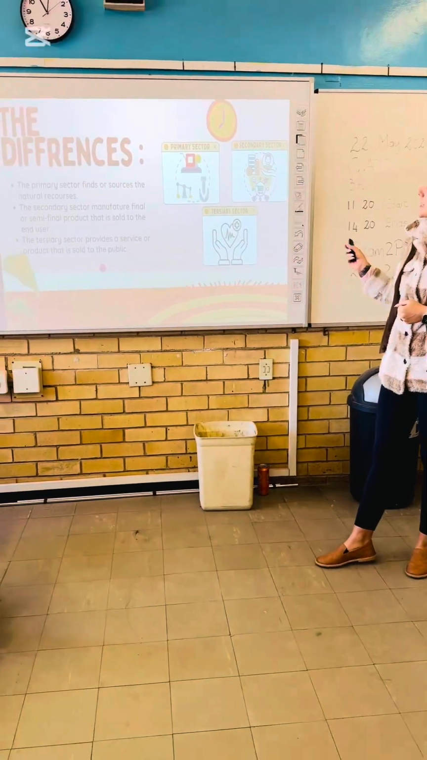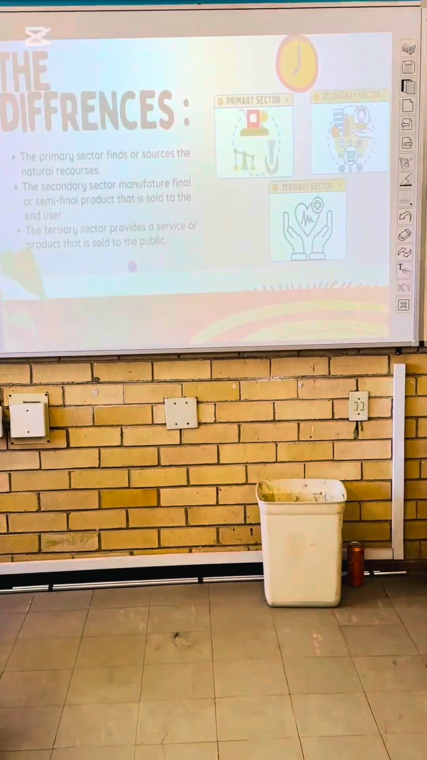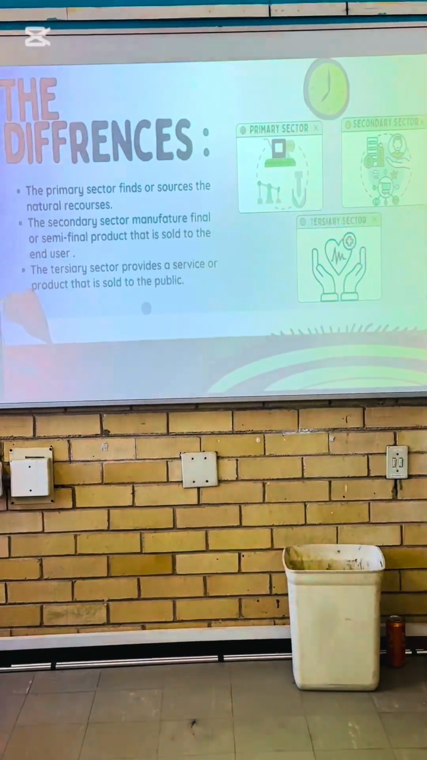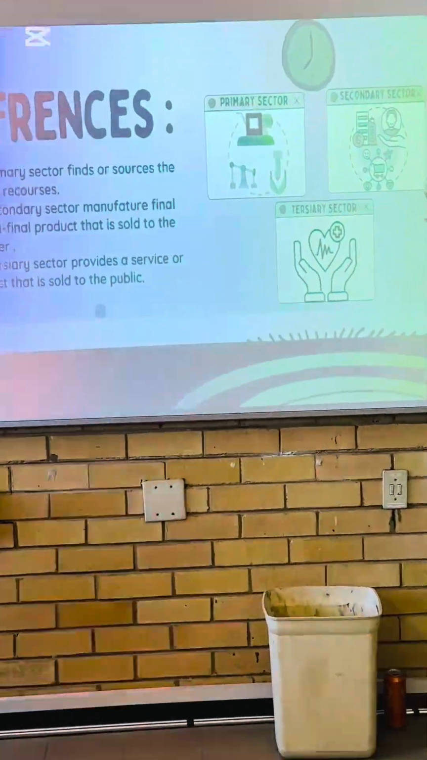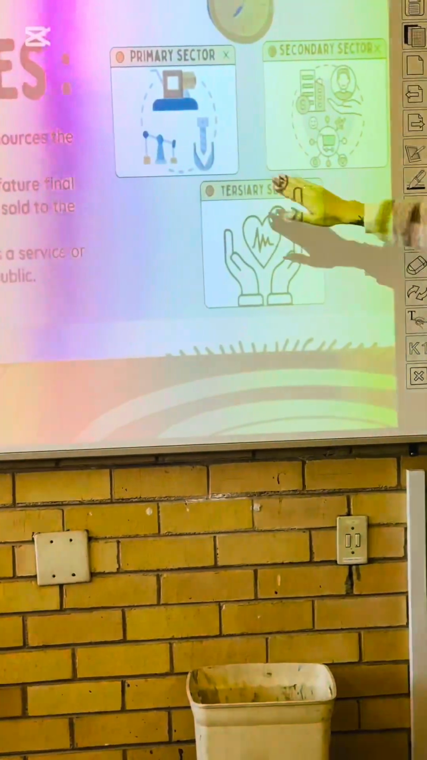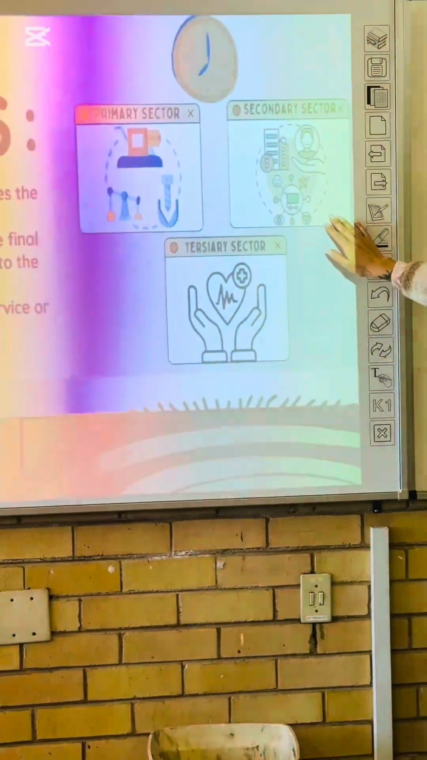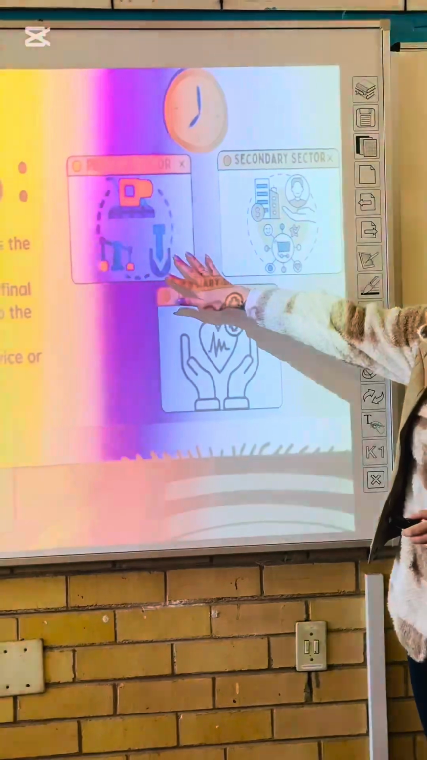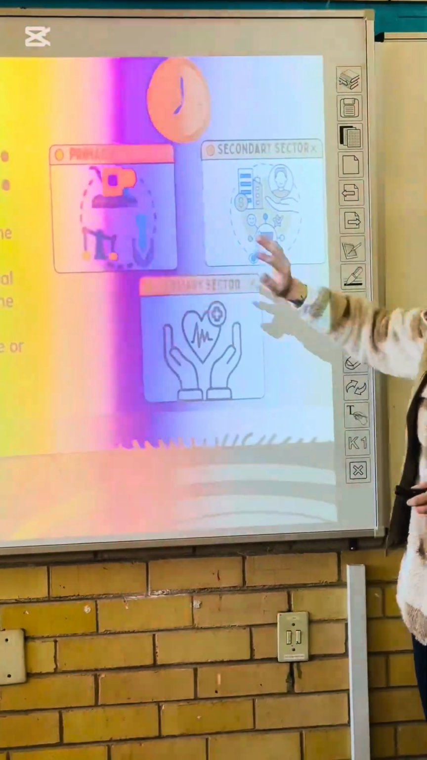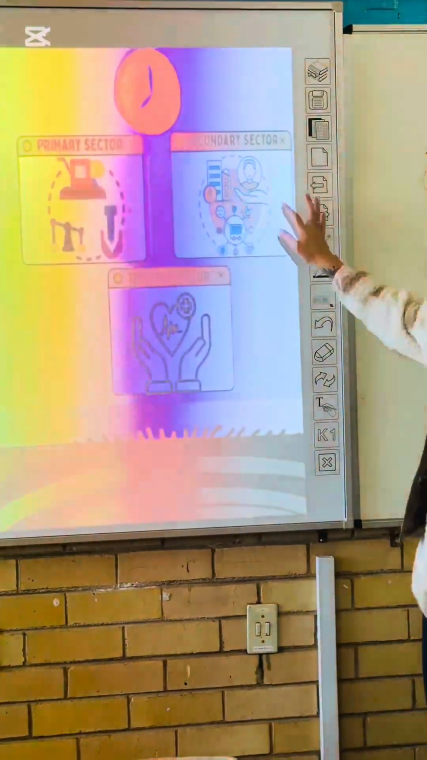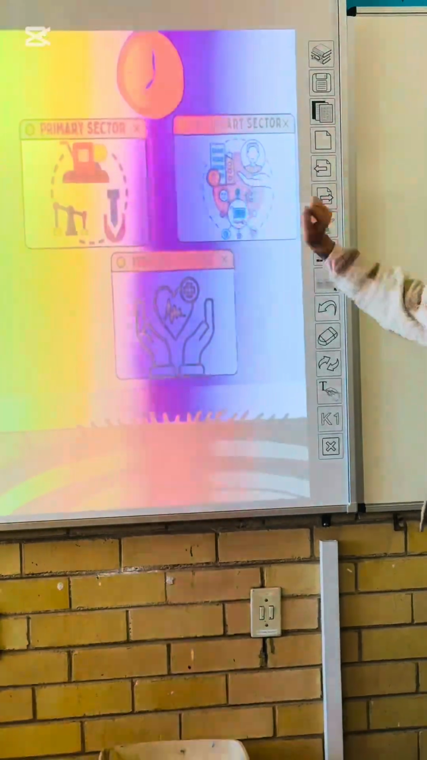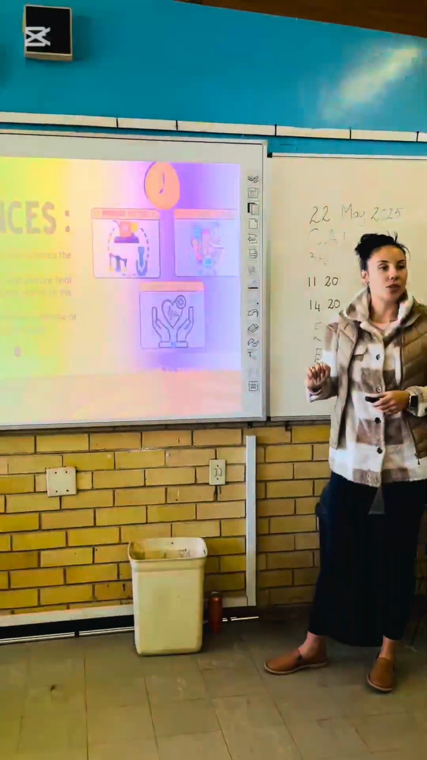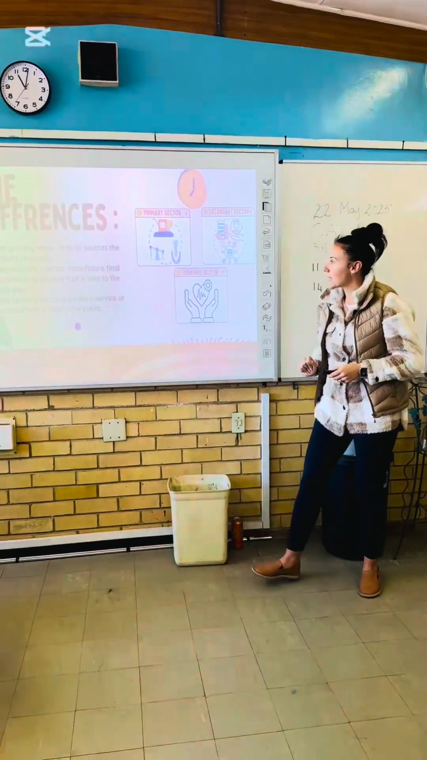Now looking at the difference between the primary, secondary and tertiary. If you look on the board, I have given you some photos to explain to you what the primary sector, the secondary sector and the tertiary sector looks like. So here we are digging for the raw materials. Here we are manufacturing it into a final or semi-final product, and here we are selling it to the final user in the tertiary sector.